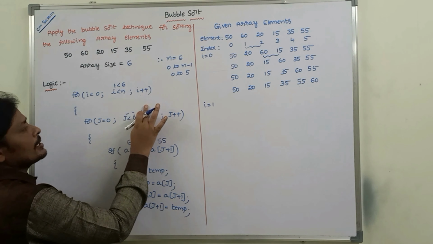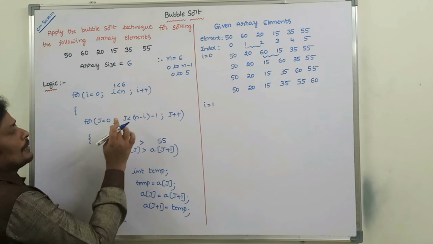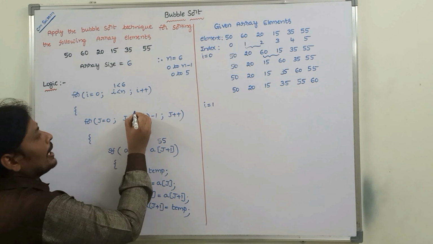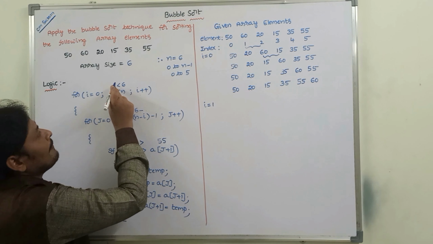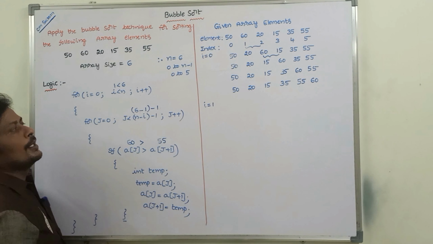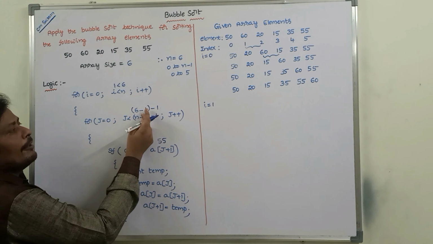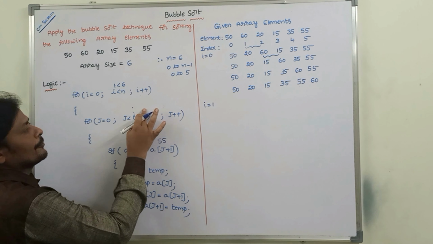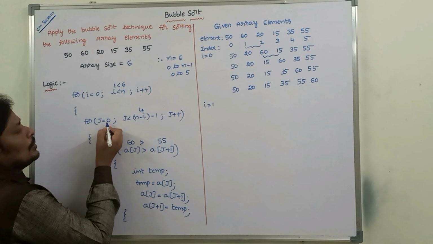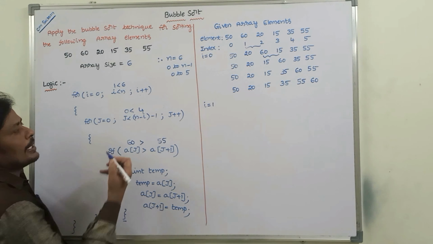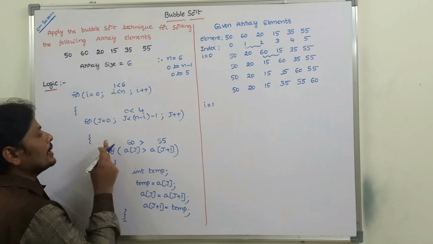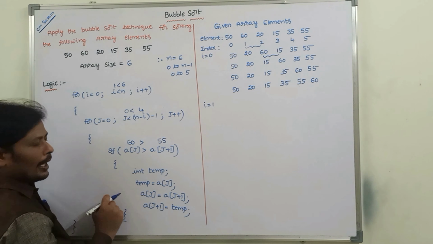For j is equal to 0, j less than n minus i minus 1. So n value is 6 minus i value, now here 1. 6 minus 1 minus 1. So 6 minus 1 that is 5. 5 minus 1. So that is 4. So this value is 4. Okay. So j value 0. 0 less than 4. Condition true. If the condition is true, then the control goes to the body of the inner for loop.